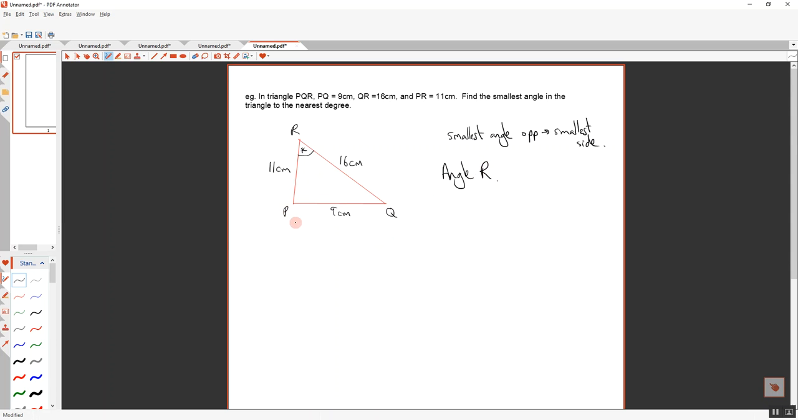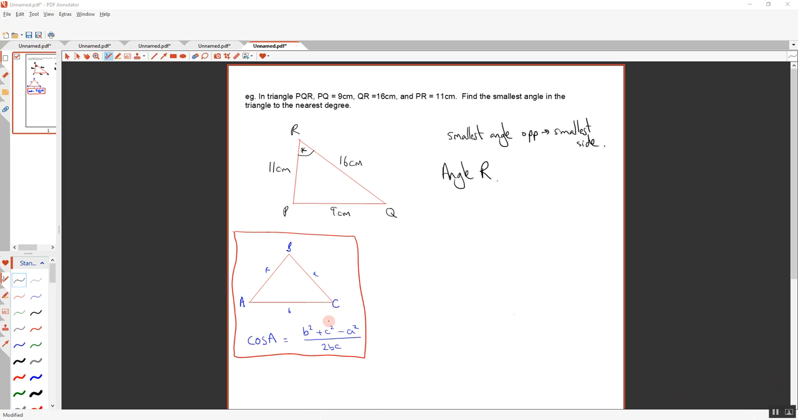All right, so using my formula, and let me just pull up the formula again. Okay, so here's the formula. This is what you get given, of course, in the formula booklet. So let's see if we can apply this formula to the question. Okay, so we want to find angle R. So it's cos of the angle. So that makes sense. It's going to be cos of R.